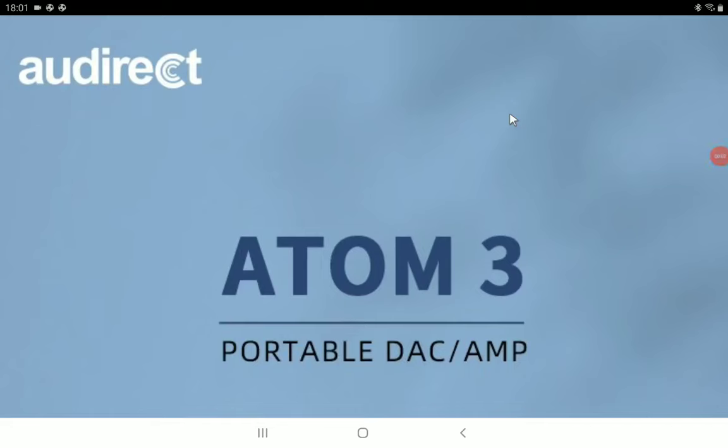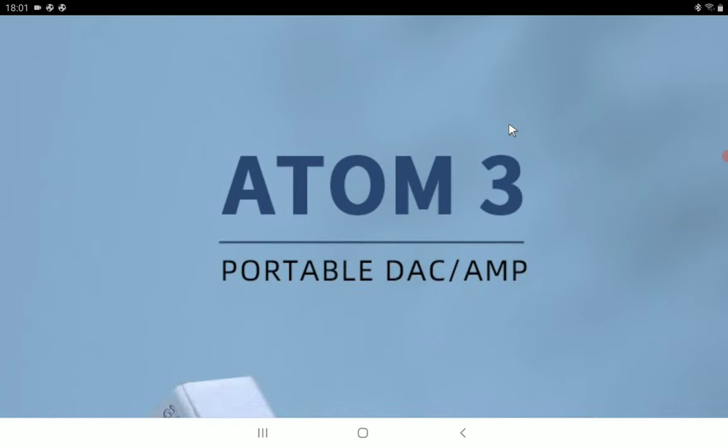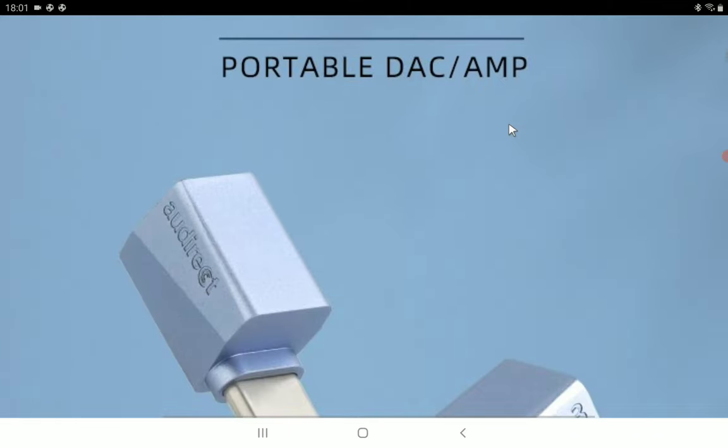Audirect has announced a brand new DAC. This is their ATOM 3. It's coming with a brand new ESS9280 chip inside. It's a premium affordable DAC.